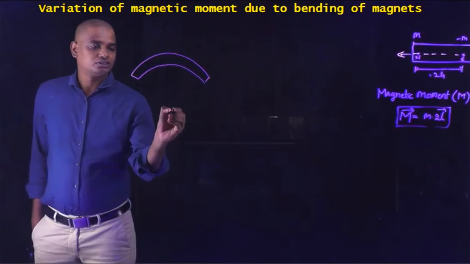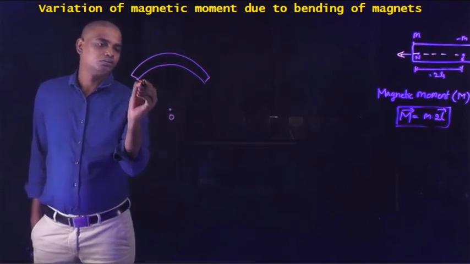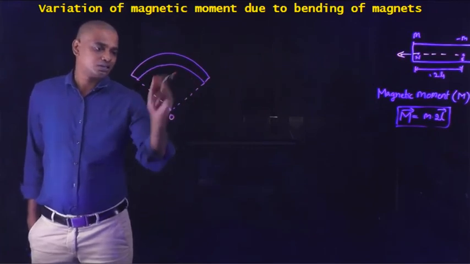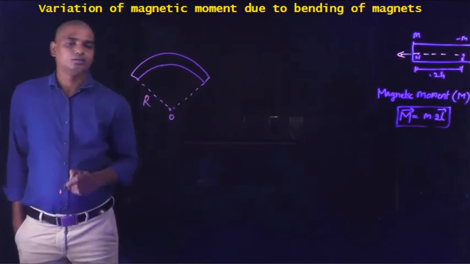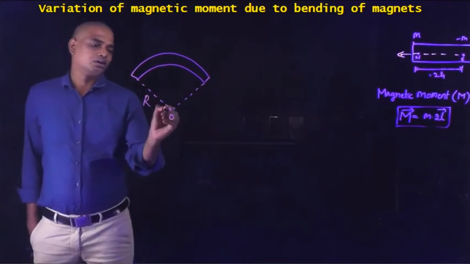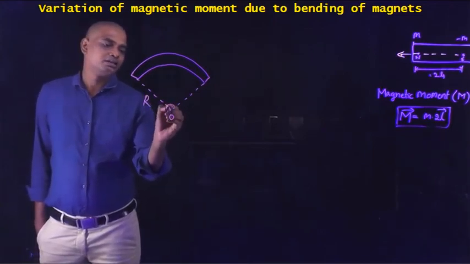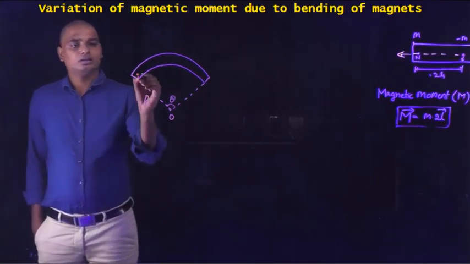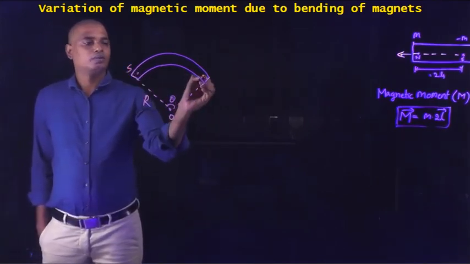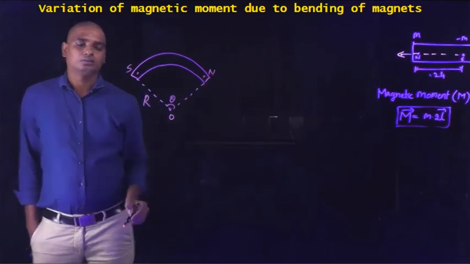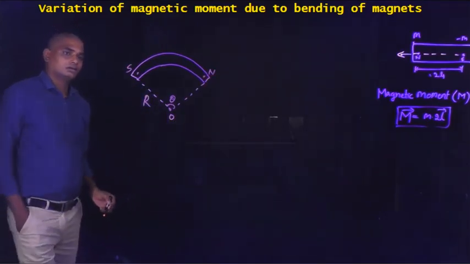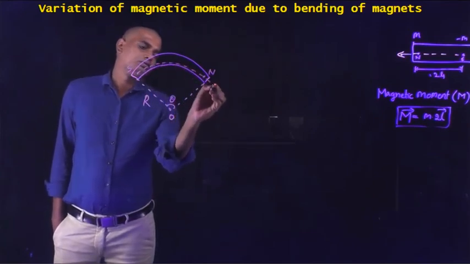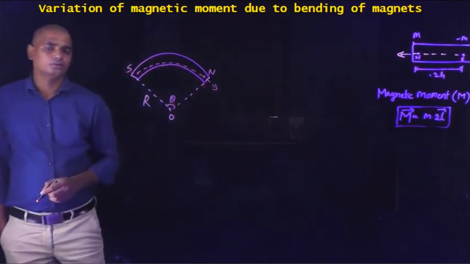So let the center be O, and the radius of the circular arc be capital R. That R is the radius of the circular arc, and the arc makes an angle theta at the center. Let one end be the south pole and the other the north pole. The new direction of the magnetic field will be this way, south pole to north pole.